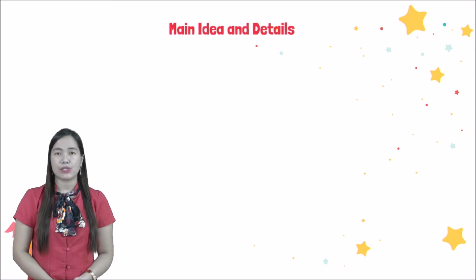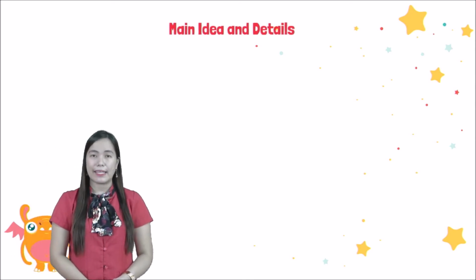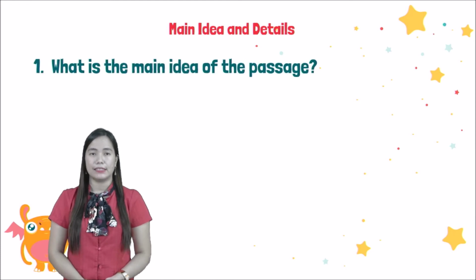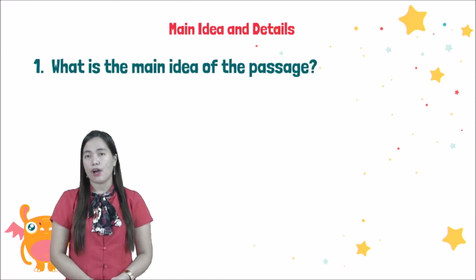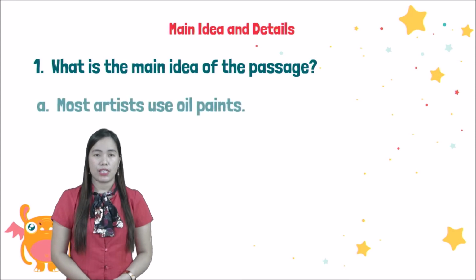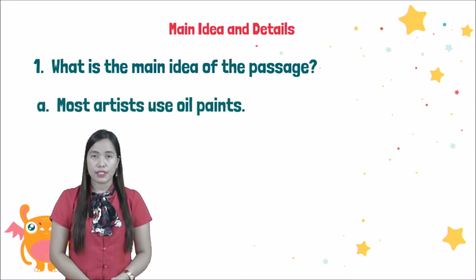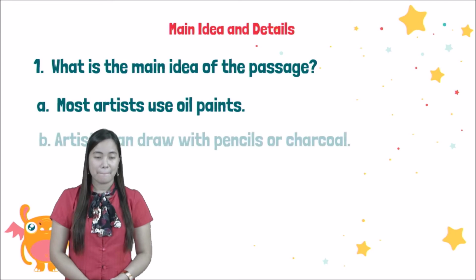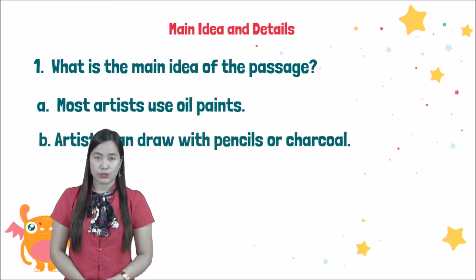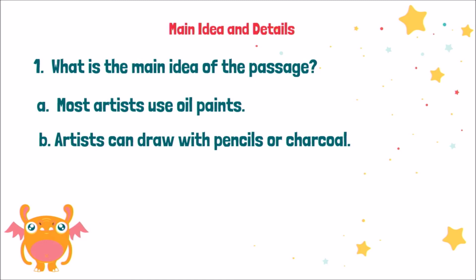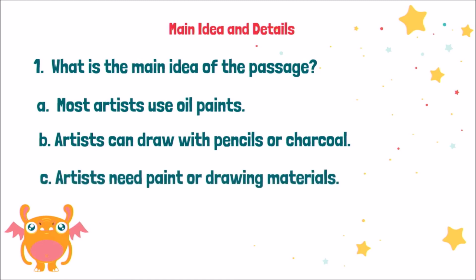Okay, now can we answer your book? Let's start with the main idea and details. What is the main idea of the passage? A. Must artists use oil paints? B. Artists can draw with pencils or charcoal? Or C. Artists need paint or drawing materials. What is our passage mainly about? Very good. It's letter C. Artists need paint or drawing materials.